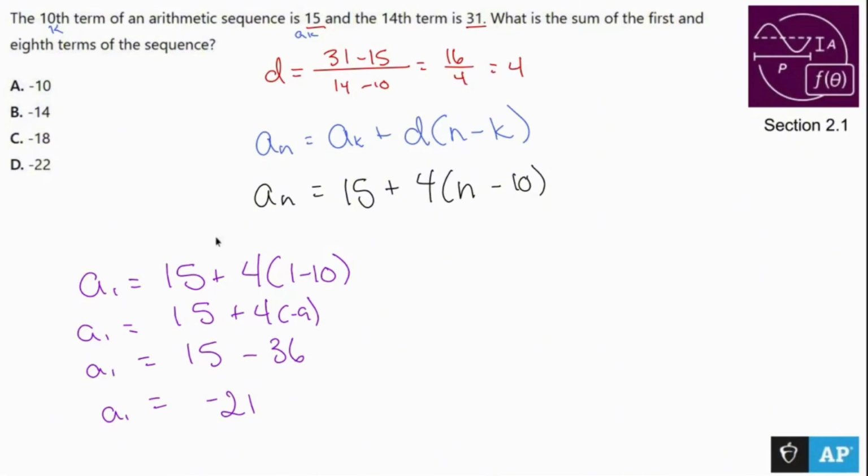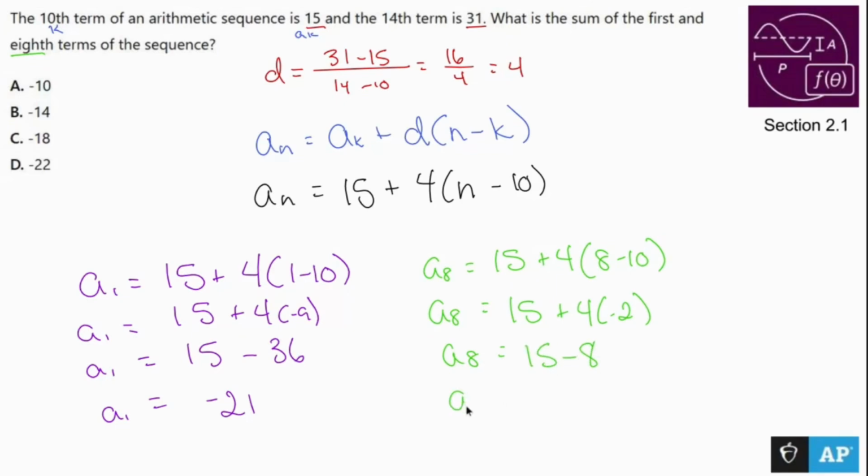My 8th term is going to be a sub 8, using the same formula that we wrote out here, equals 15 plus 4 times the quantity 8 minus 10. So a sub 8 equals 15 plus 4 times negative 2. A sub 8 equals 15 minus 8. And a sub 8 is going to equal 7.